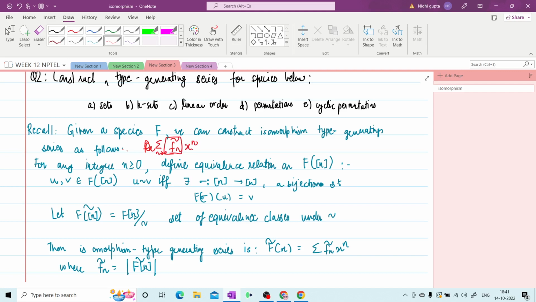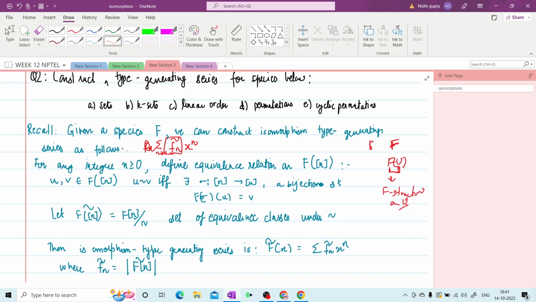We are looking at the isomorphism type. We have these various species: species of sets, species of k-sets, species of linear orders. It was a rule which was denoted by some capital letter, say F, so F of u. We were assigning a finite set to each finite set u. The elements of F of u are also sometimes called F structures on u.